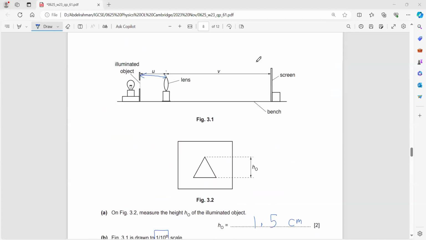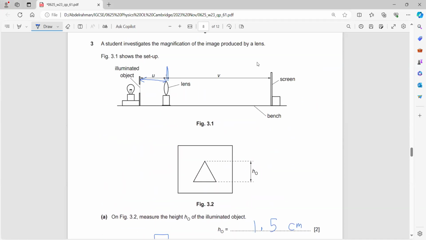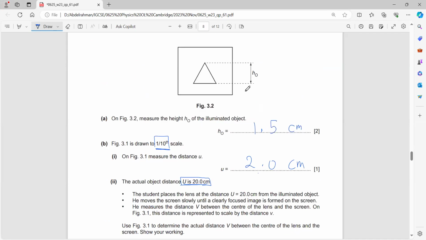What is u? Again, u is the distance between the lens and the object. If you measured u in the exam and it was, let's say, 1.9, then if you multiply 1.9 by 10, it would be 19, which is wrong. We have to make sure that it is 2.0, because the actual object is at a distance of 20 centimeters, which is 10 times the distance drawn here. Sometimes, not always, he helps us.